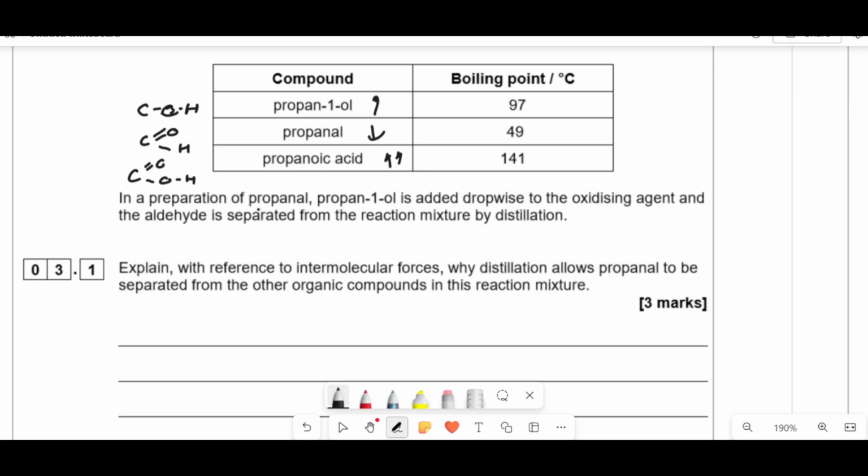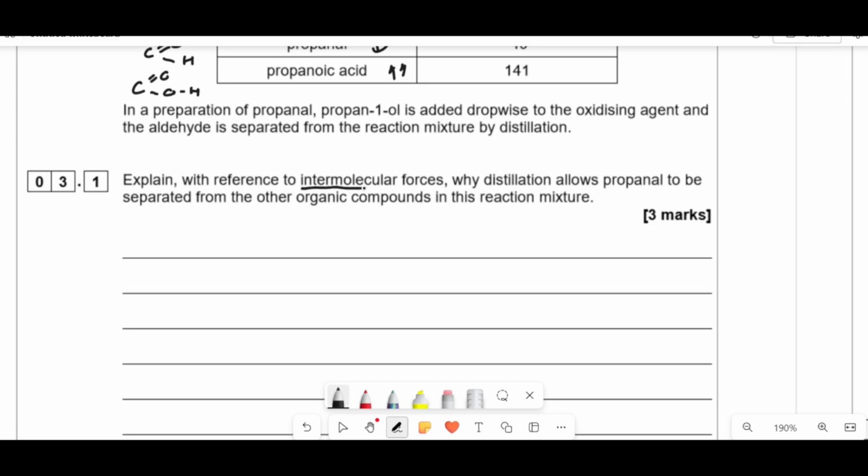Cool. In the preparation of propanal, propan-1-ol is added dropwise to oxidizing agent. The aldehyde is separated from this by distillation. Explain with reference to intermolecular, inter is between molecules, forces, why distillation allows propanal to be separated from the other organic compounds in this reaction mixture. So some people were talking about things to do with breaking bonds within molecules as in covalent bonds. That's incorrect. If you're breaking covalent bonds, we're not boiling something, we are physically breaking it into two.